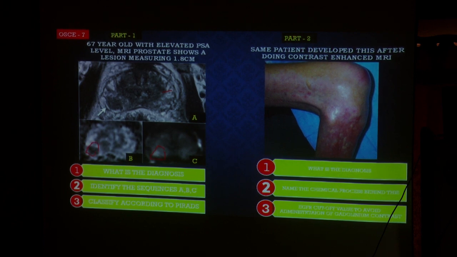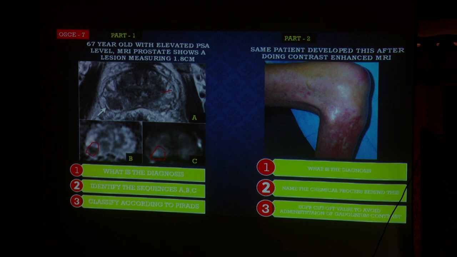Okay, so here you are able to see a T2 hypointense lesion showing restricted diffusion in diffusion and ADC images. So what is the diagnosis? Yes, this is a PI-RADS 5 lesion. This is carcinoma prostate.